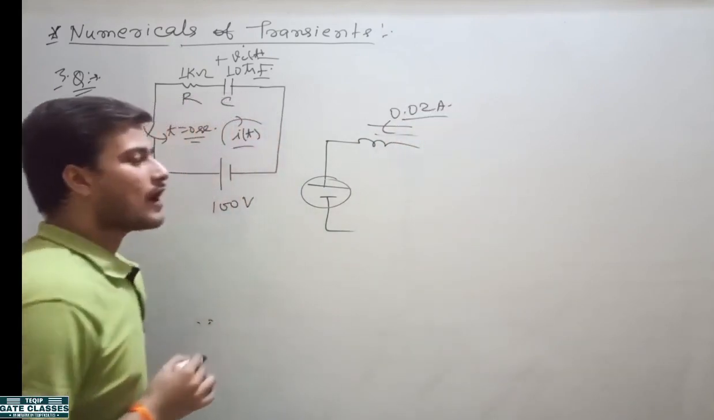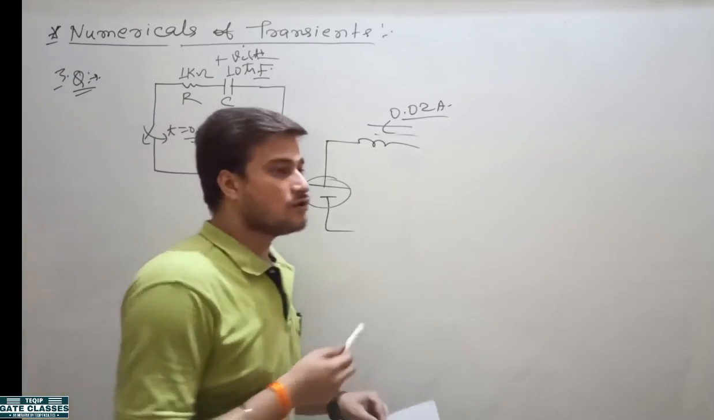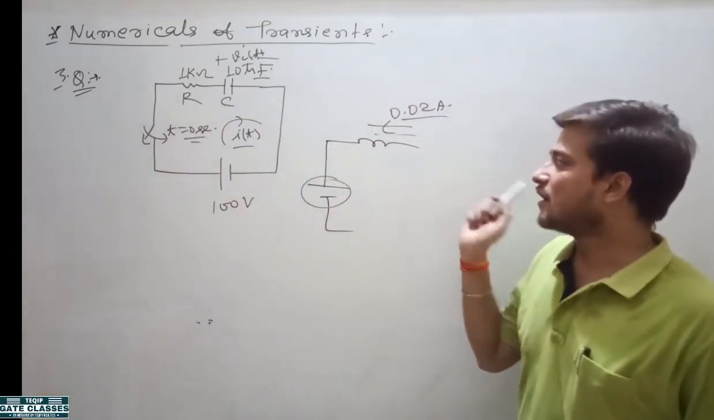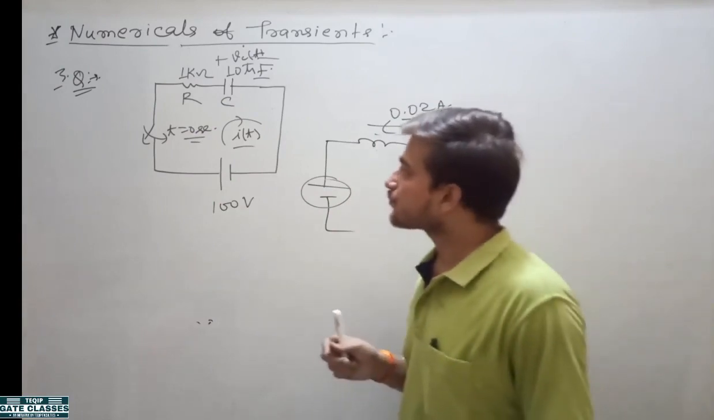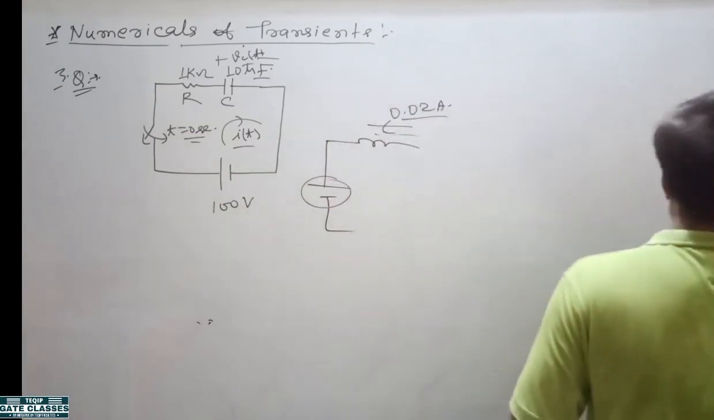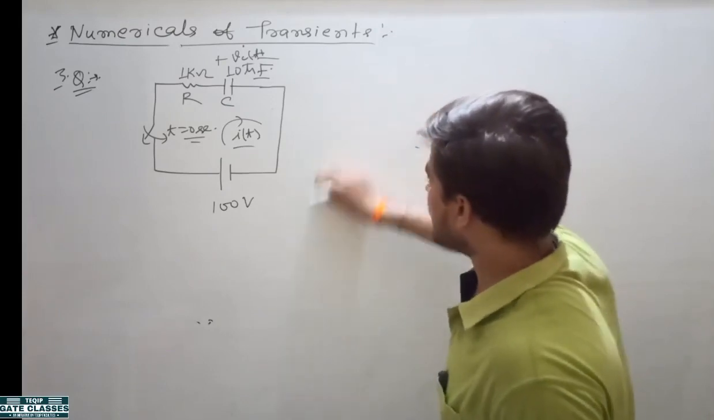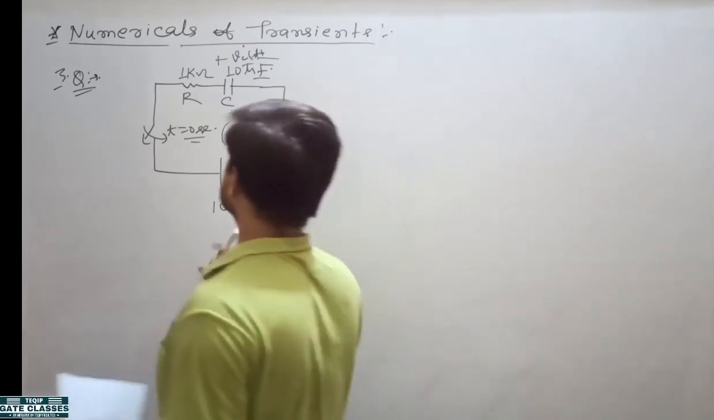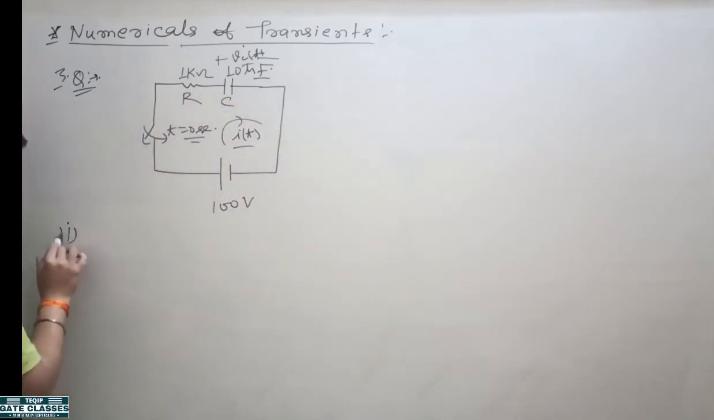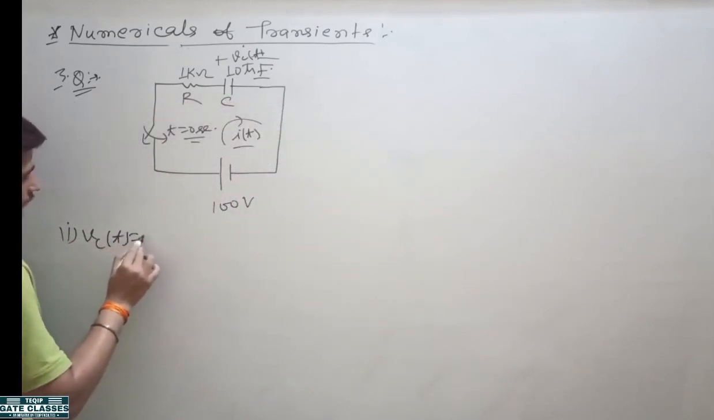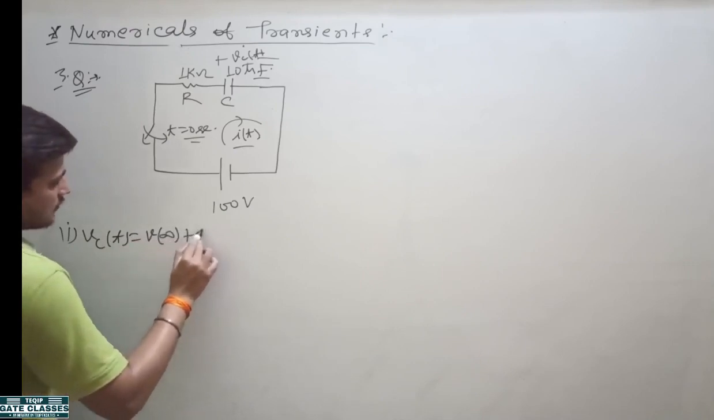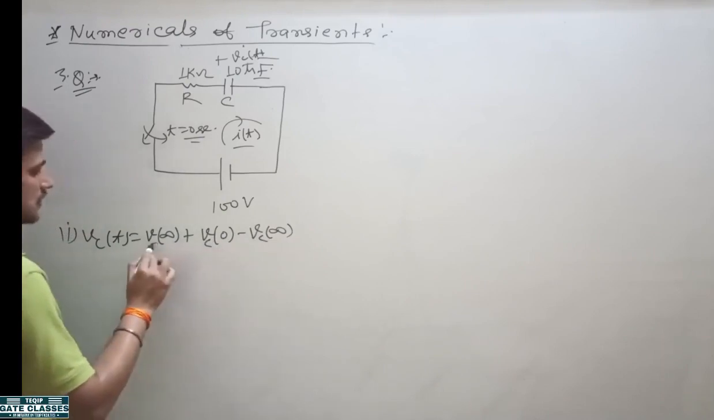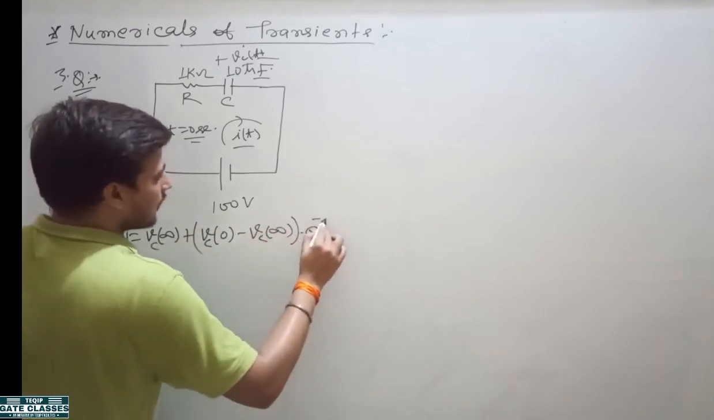Then, while solving the question, you will have to take minus 0.02 ampere as the inductor current. Clear? So let us see how to proceed with this given question. We have to write VC(t) first. So VC(t) will be equal to V infinity plus V0 minus V infinity, that is VC(0) minus VC infinity, into e to the power minus t by tau.